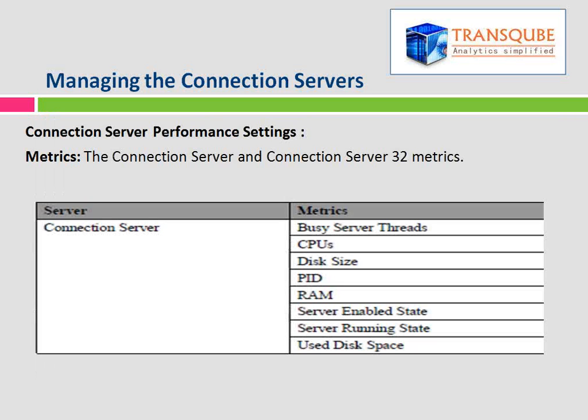Connection server metrics. The connection server has busy server threads, number of server threads, number of CPUs, disk usage, process ID, RAM utilization, server enabled status, running state, used disk space. We'll see them in detail in the CMS going forward.